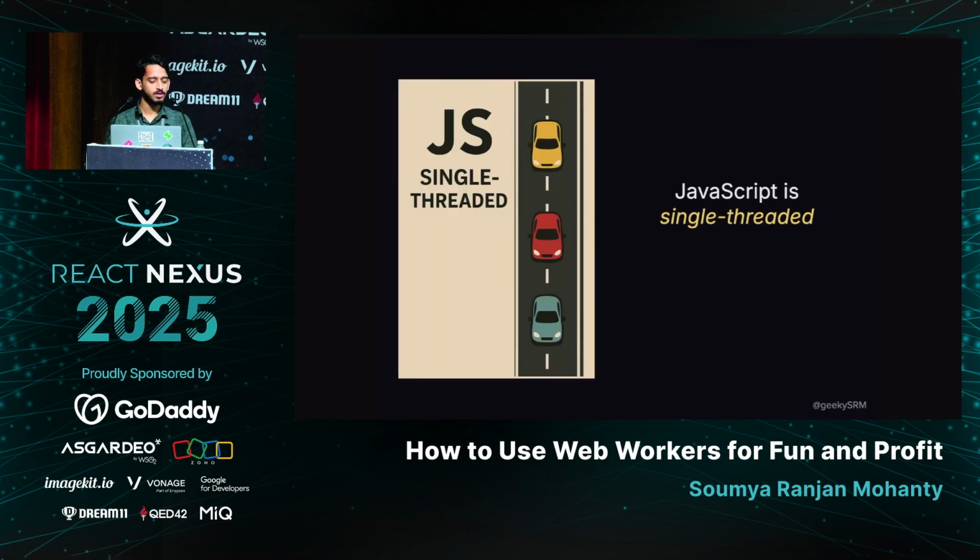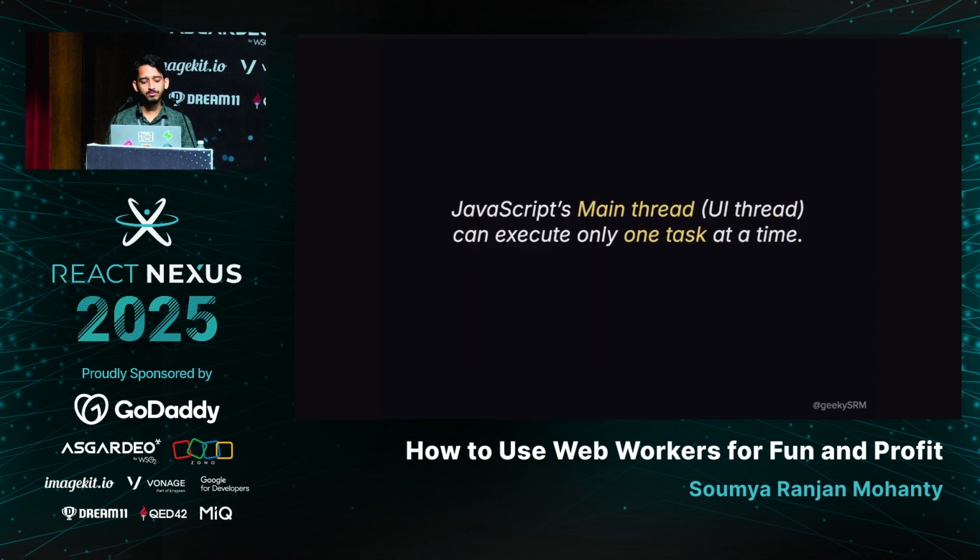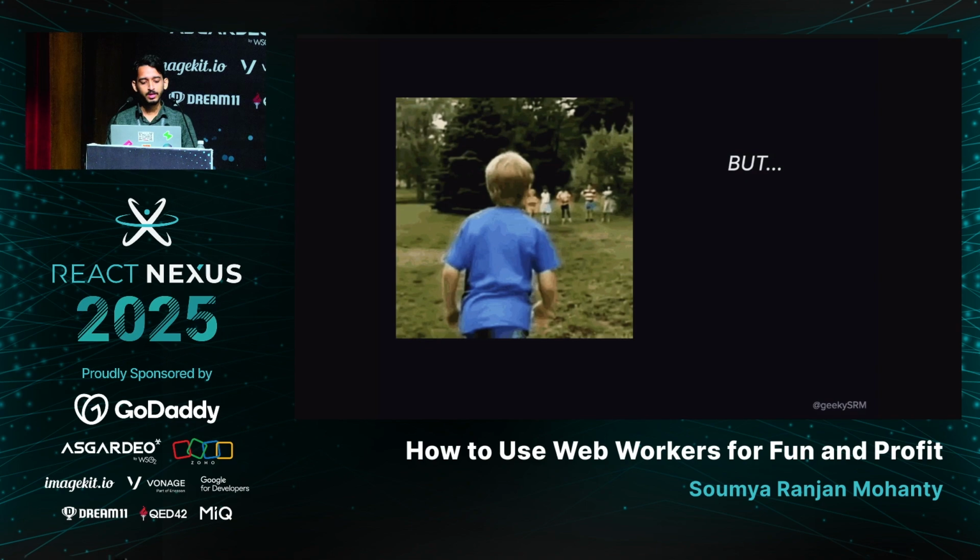Let us see that. How many of you know that JavaScript is single-threaded? Raise of hands. And what is the meaning of that? Very simple: JavaScript has a single main thread, or UI thread, and it can execute only one task at a time.